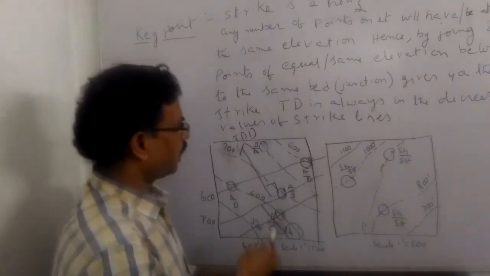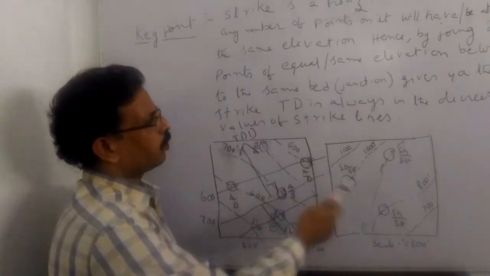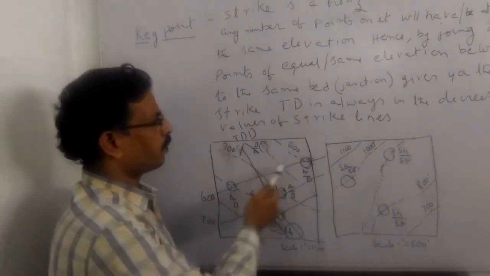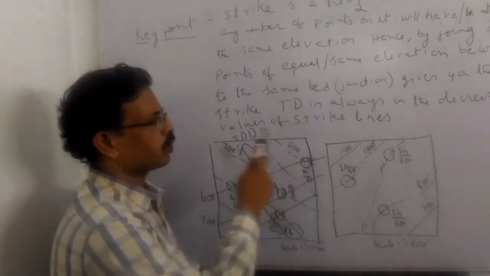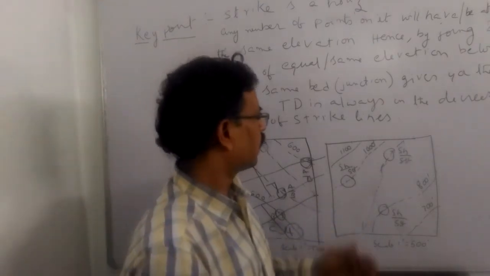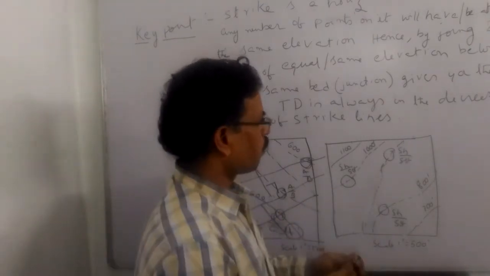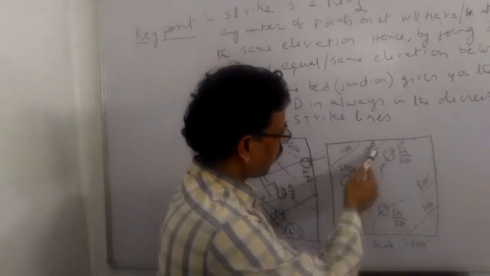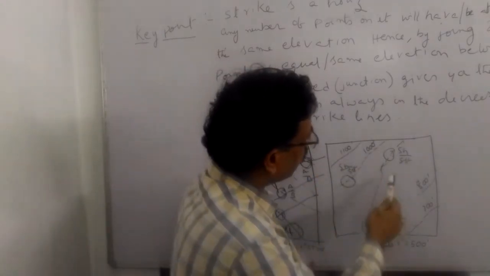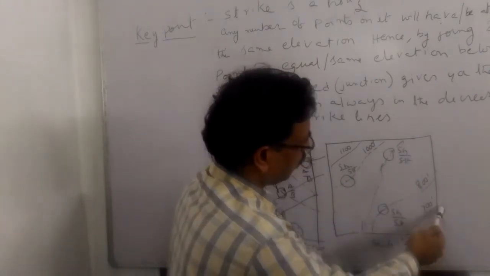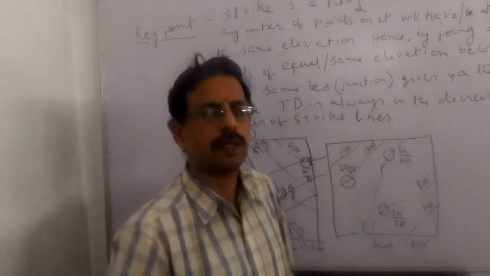So these are two different maps. Here I have got two points of the same elevation belonging to the same bed. If you consider this particular map, this is one more map. Here this is the 1100 contour line, this is the 1000 contour line, this is the 900 contour line, this is the 800 contour line, this is the 700 contour line.